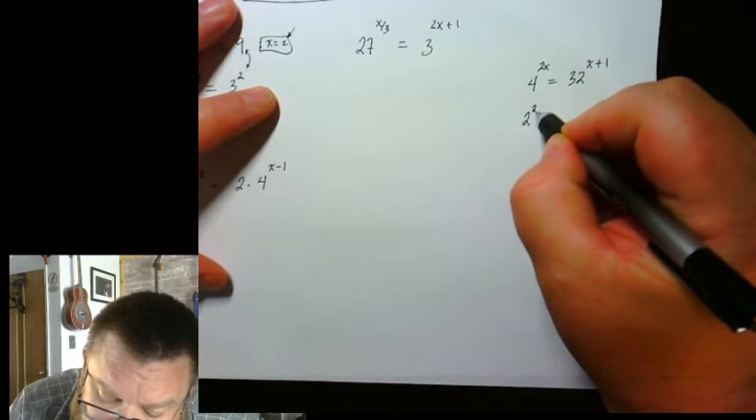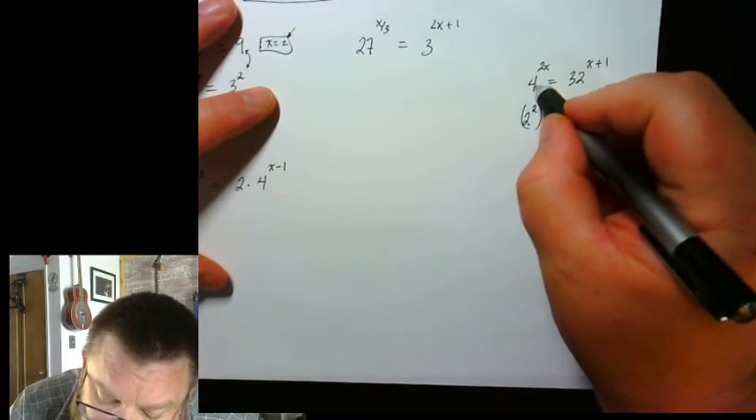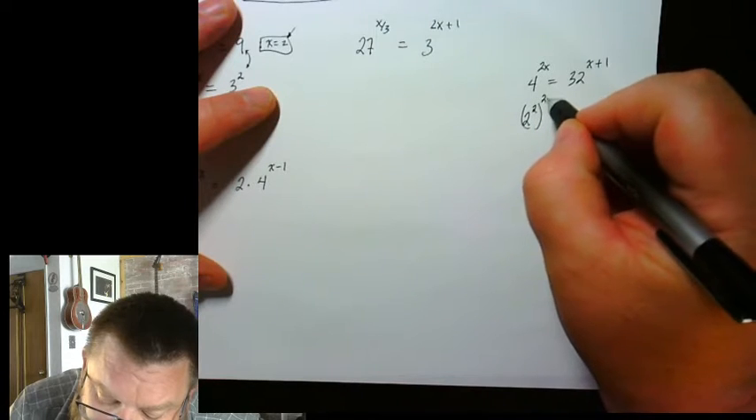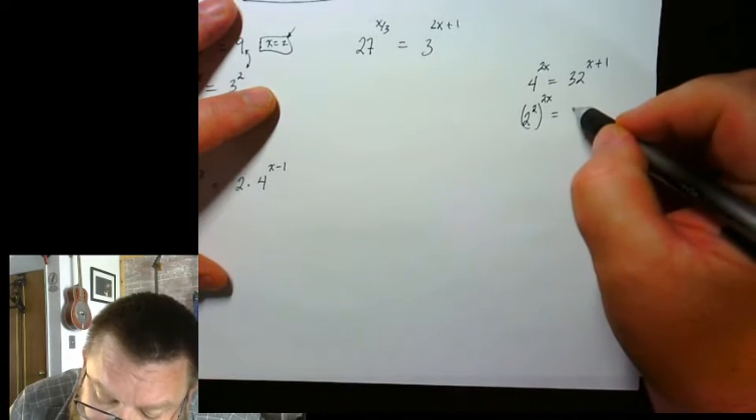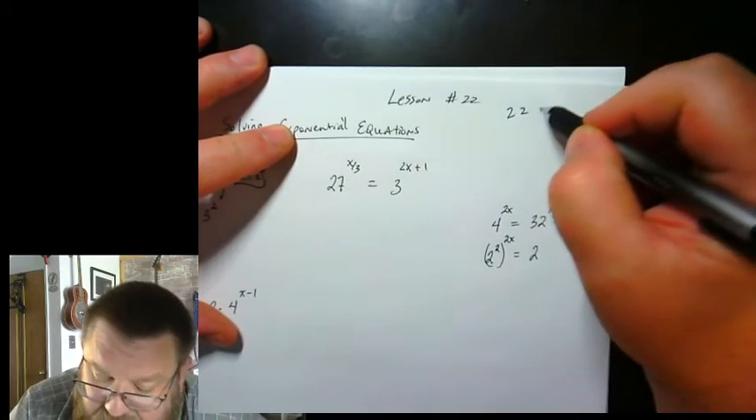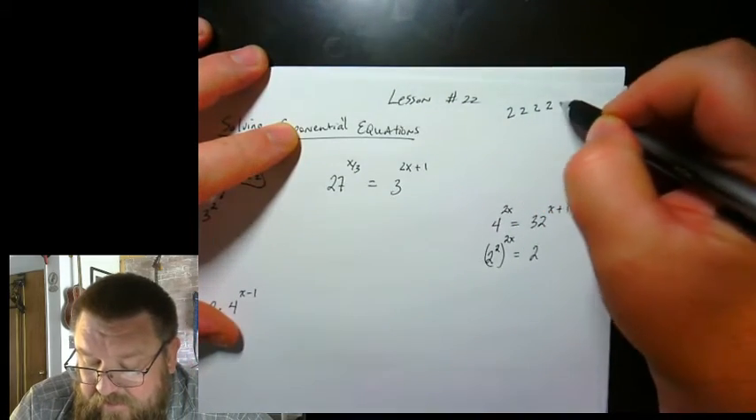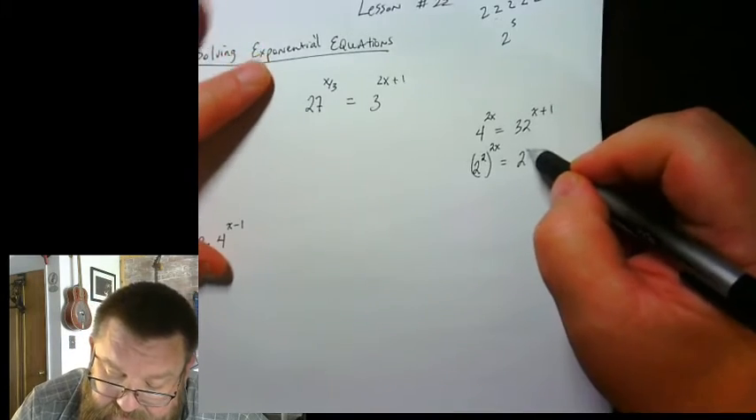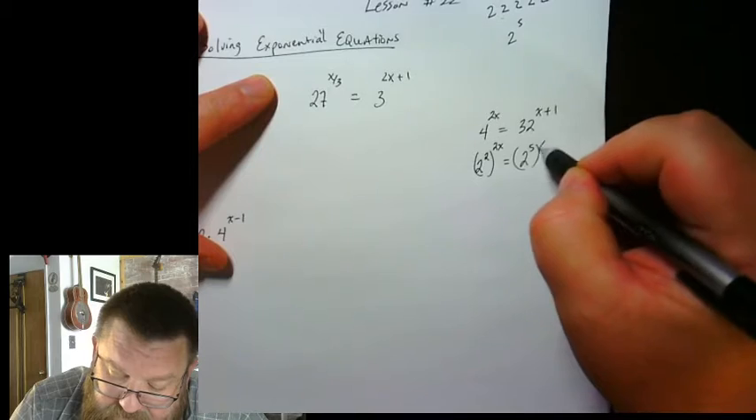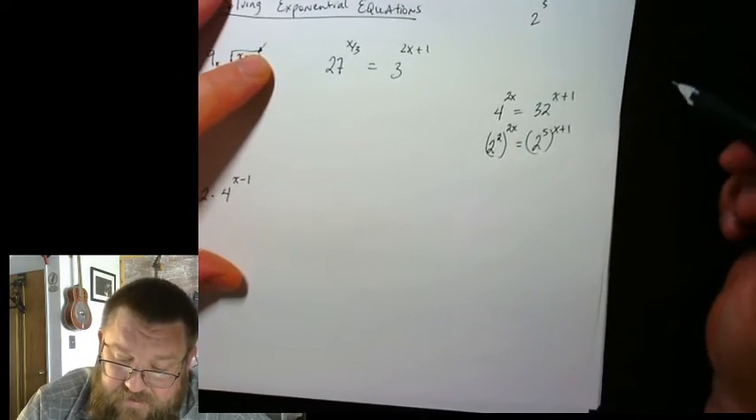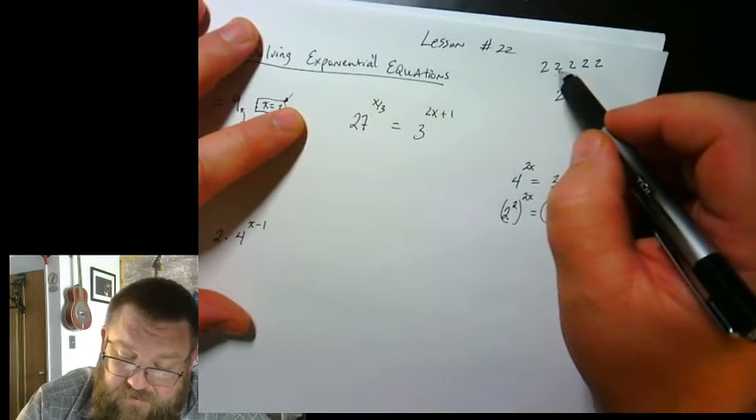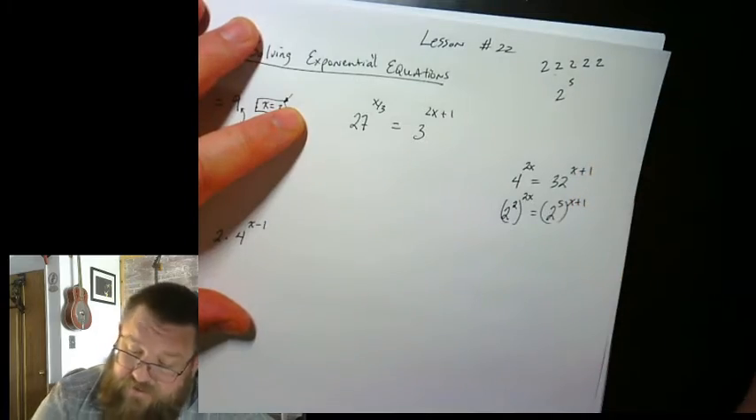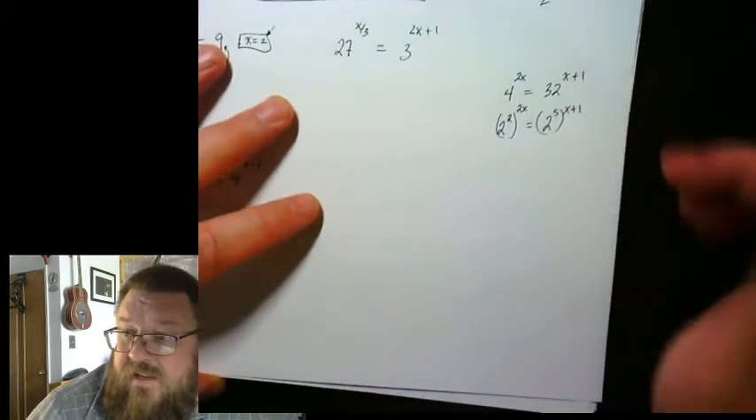See, would you agree with me that 2 squared is 4? So all I'm doing is taking that 4 and rewriting it as 2 squared, to the power of 2x. And then 2 to the power of, I think it's 6, right? Let's see, 2 times 2 is 4, 8, 16, 32, 5. 2 to the power of 5. All right, so that's 2 to the power of 5, x plus 1, right? Let me double check that again. 2, 4, 8, 16, 32, 5. Yeah, 2 to the power of 5 is 32.